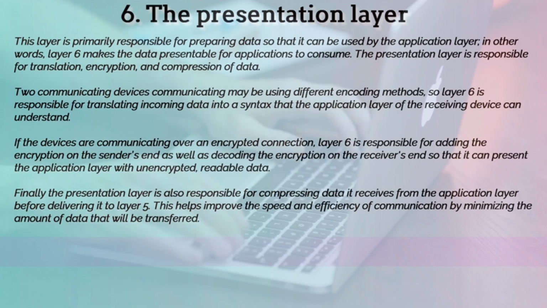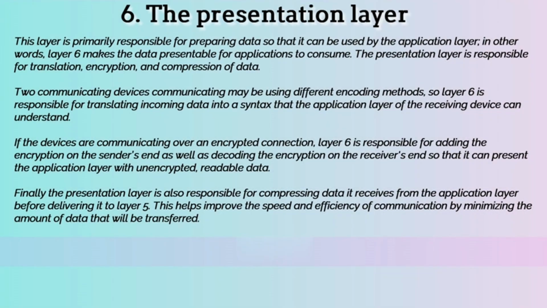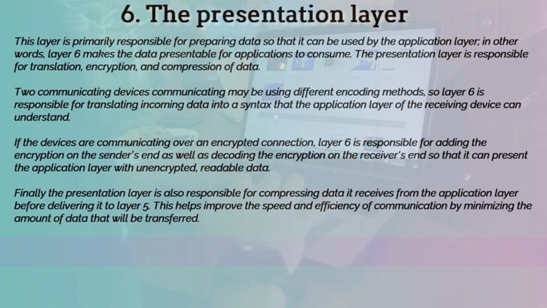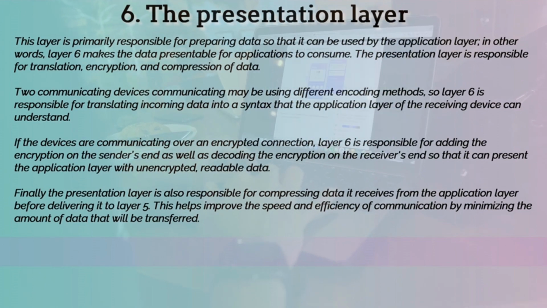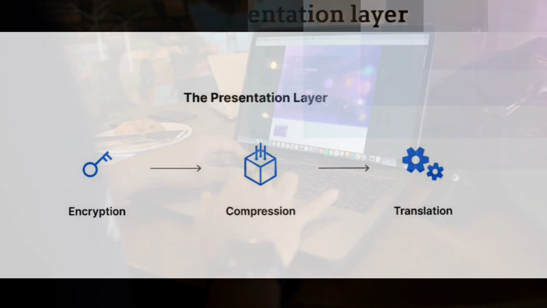Two communicating devices may be using different encoding methods, so layer 6 is responsible for translating incoming data into a syntax that the application layer of the receiving device can understand. If the devices are communicating over an encrypted connection, layer 6 is responsible for adding the encryption on the sender's end as well as decoding the encryption on the receiver's end so that it can present the application layer with unencrypted, readable data. Finally, the presentation layer is also responsible for compressing data it receives from the application layer before delivering it to layer 5. This helps improve the speed and efficiency of communication by minimizing the amount of data that will be transferred.